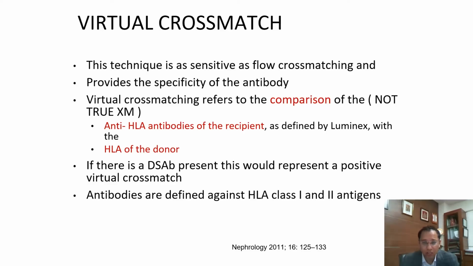So what is a virtual cross match? We have talked about the single antigen bead assay. It is very simple. Virtual cross match means you are not actually physically performing the cross match. It's not like a pro cross match or CDC cross match.